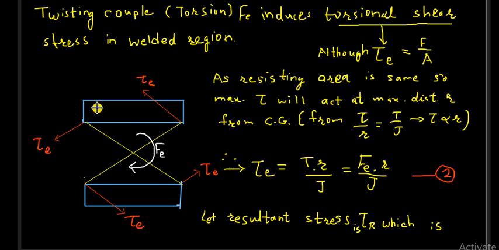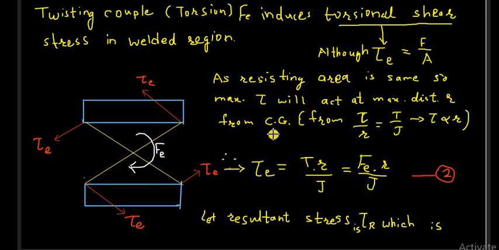Here you can see this blue region area is constant all over the length, in both the lengths also it is same. So maximum shear will act at the distance r. Let us say this distance r from CG to this point. Wherever this distance r will be maximum, there will be the maximum shear stress.